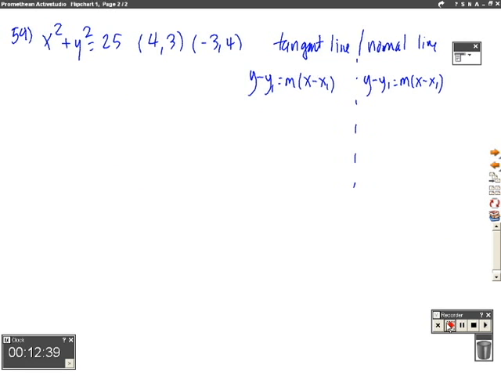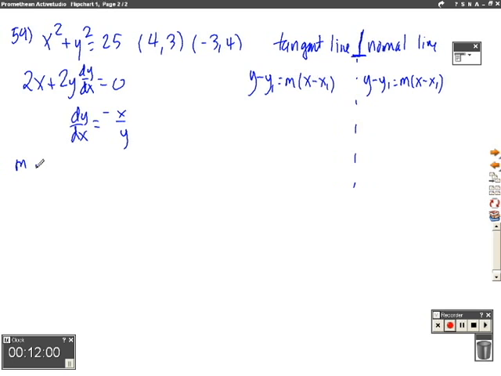Problem 54. We've been asked to write two lines, tangent line as well as normal line. And you just simply need to remember that a normal line is perpendicular to the tangent line. So I'll do this opposite reciprocal slope. So you can see I wrote perpendicular. And now I need to find the derivative so I can get the slope of the lines that I'm looking for. So the derivative of x squared is 2x, derivative of y squared is 2y dy/dx, and the derivative of 25 is 0. Solving for dy/dx, subtract x from both sides and divide by y.